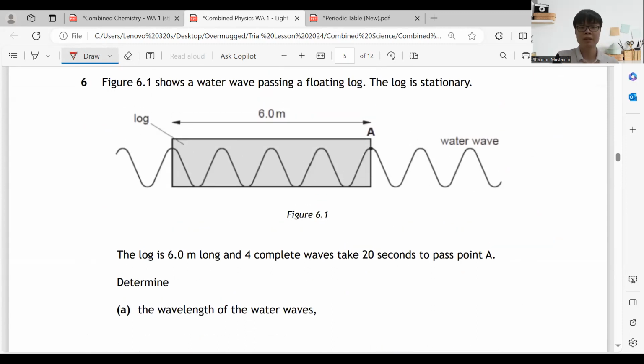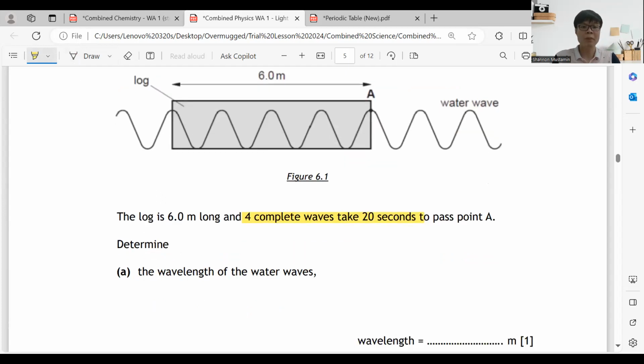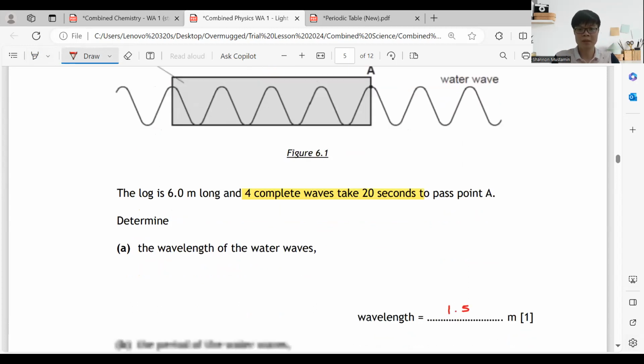Last question for waves. The log is 6 meters long. 4 complete waves take 20 seconds. You see this kind of information. Part A, determine the wavelength of the water waves. This 6 is for 4 wavelengths, you see? 6 divided by 4, you're going to get 1.5. This 3 mark, please take it.